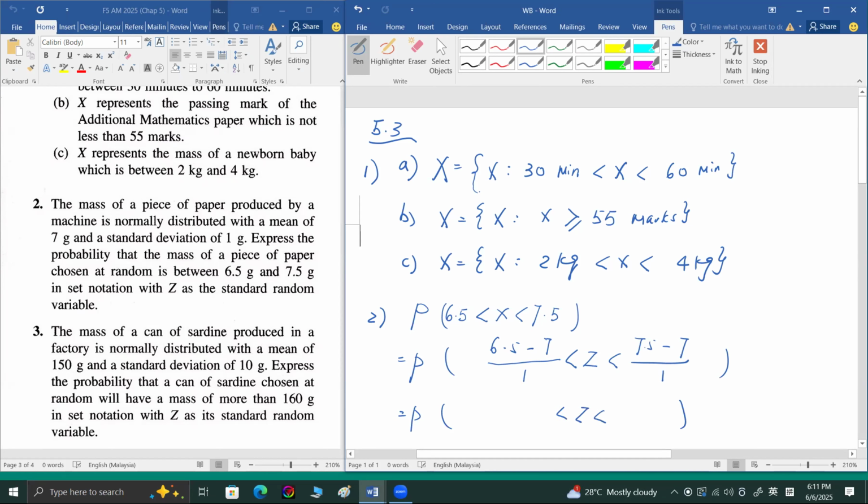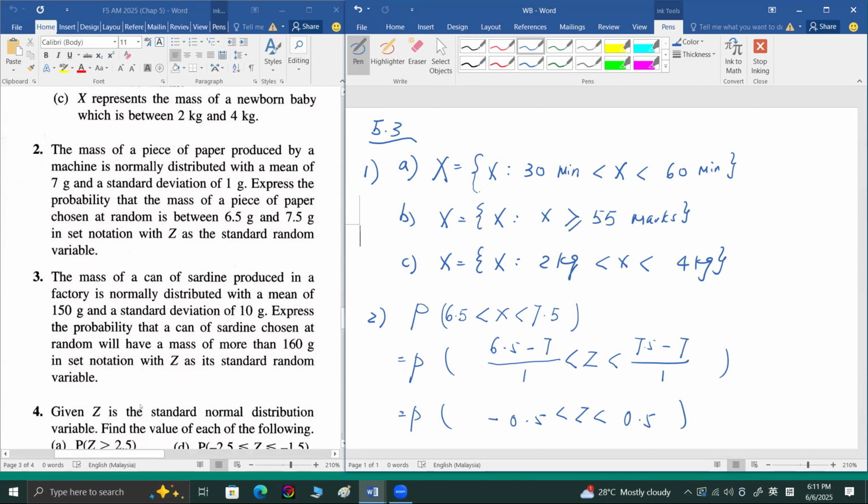Here, 6.5 minus 7, I got negative 0.5. And 7.5 minus 7 per 1, I got 0.5. Okay, class, take note. This only asks you to express the probability in Z form. It has not yet asked you to find it. So this is how I express it. Not yet asked you to find. Okay, write it down first. Okay, got what I mean, class?